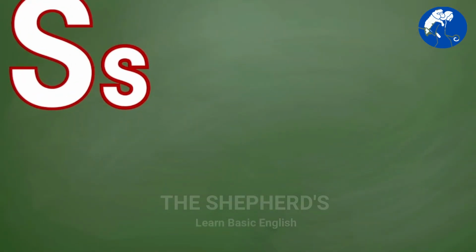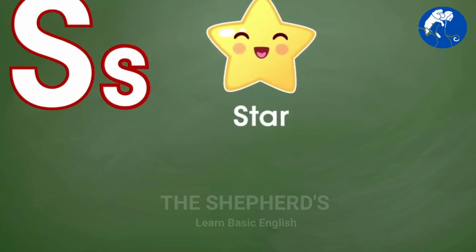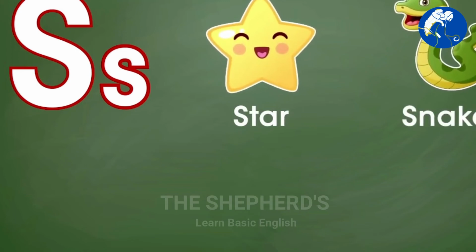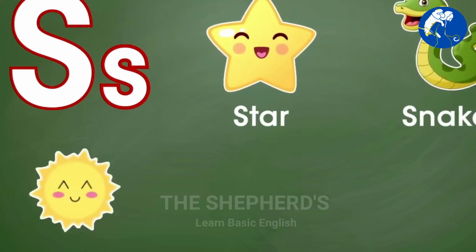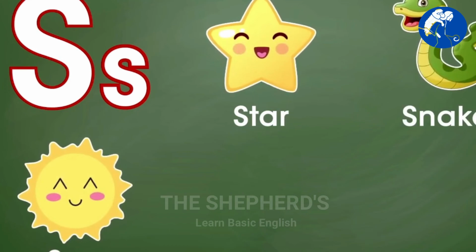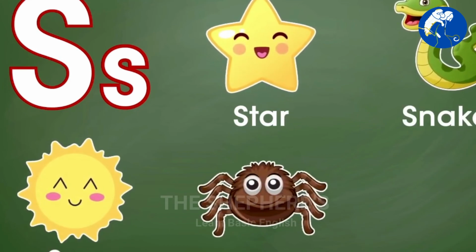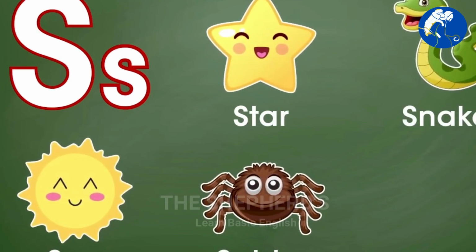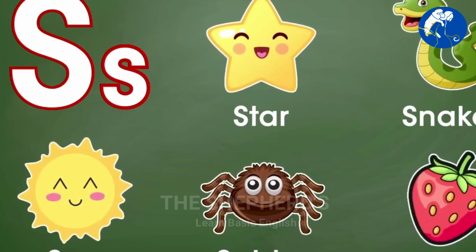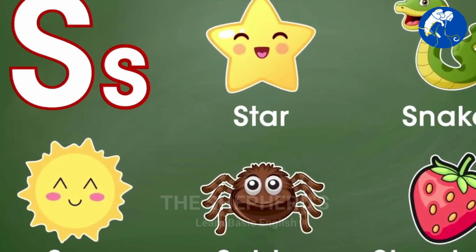S is for star. Snake. Sun. Spider. Strawberry.